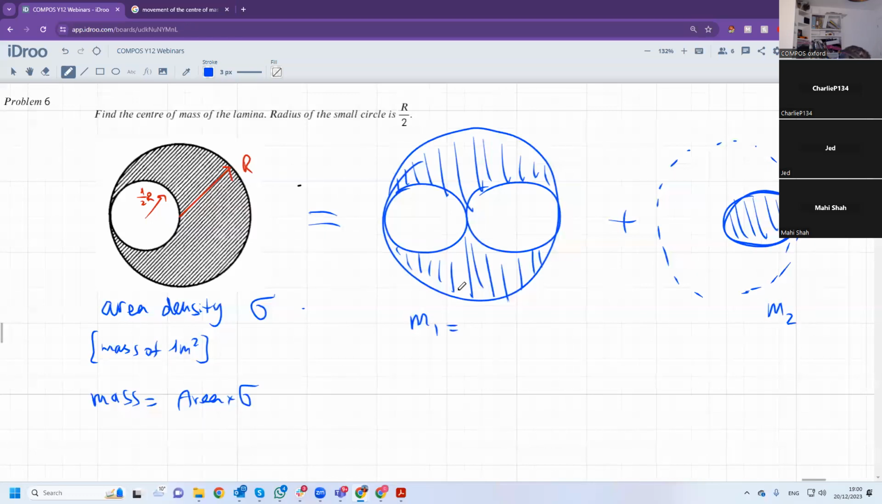M1 is going to be the area, which is pi r squared, minus 2 small ones, 2 pi (r/2) squared, and multiplied by sigma.